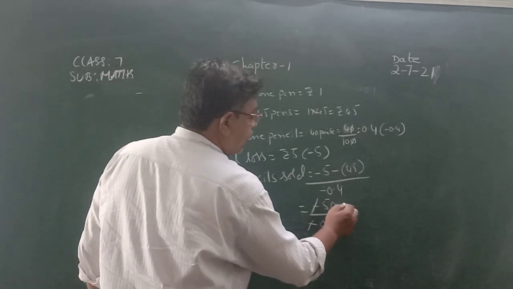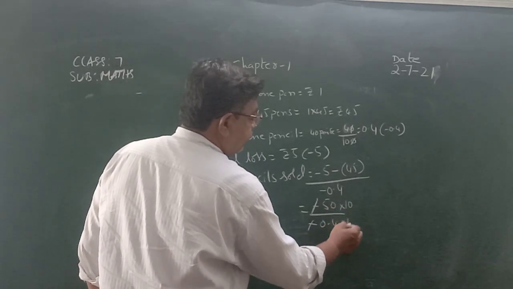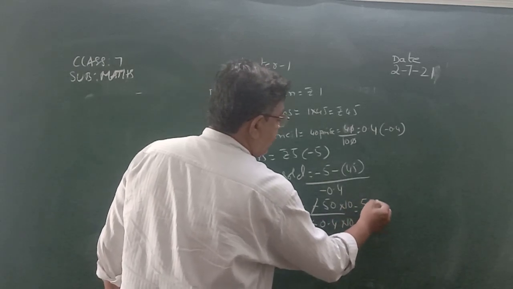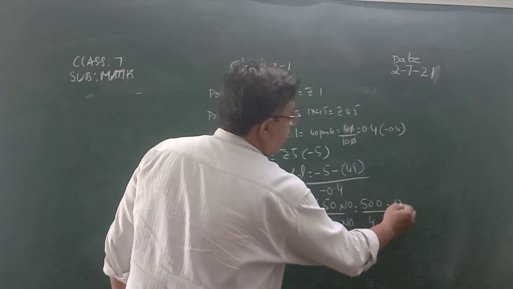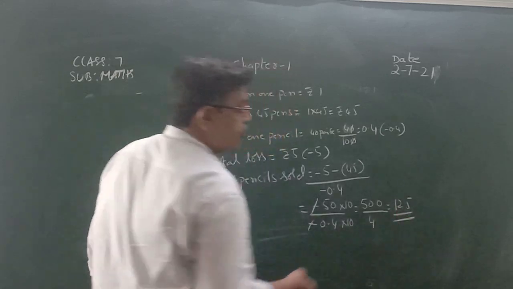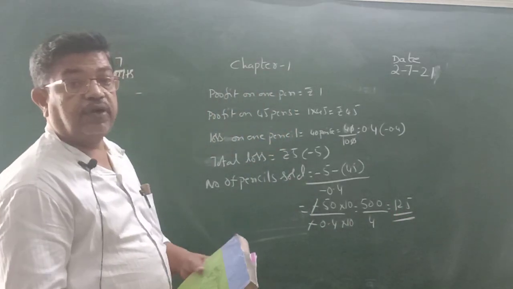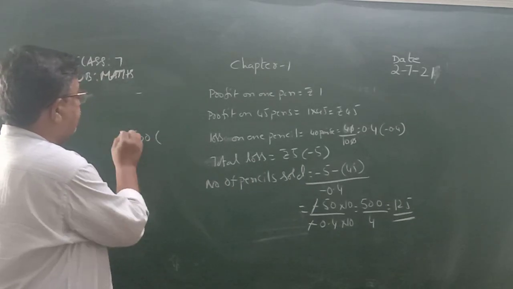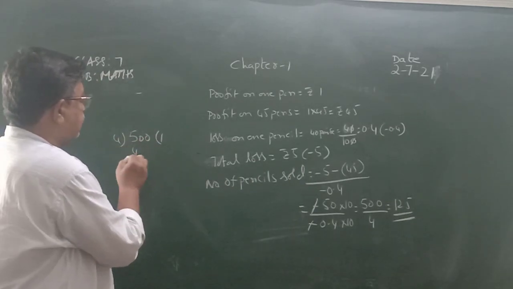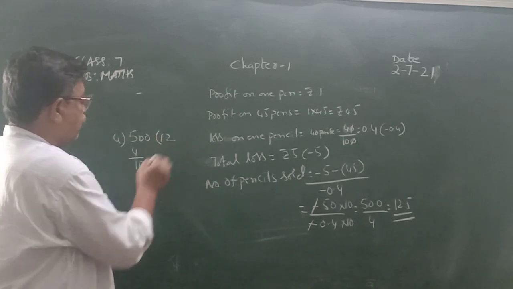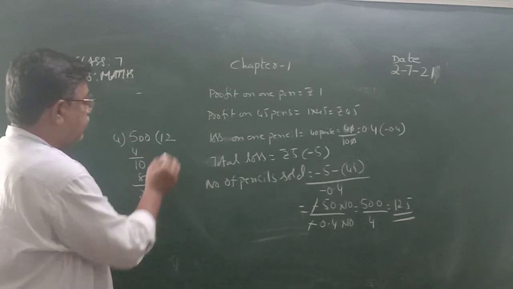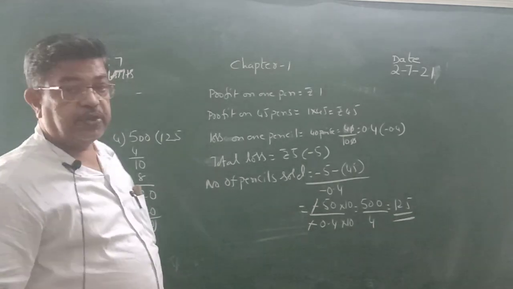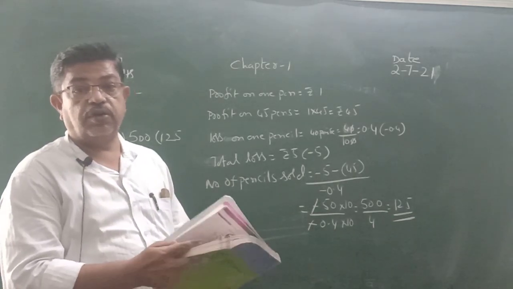I can multiply numerator and denominator by 10 in order to avoid the decimal. So I get 500 by 4. So the number of pencils the shopkeeper sold is equal to 125. You can find that by division here. 500 is divided by 4. 4 ones are 4, remainder 1, 0. 4 twos are 8, remainder 2, 0. 4 fives are 20. So the number of pencils the shopkeeper sold is equal to 125.